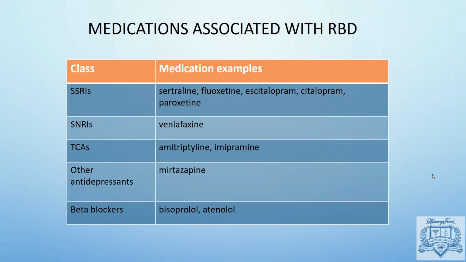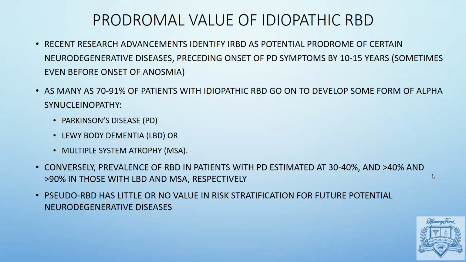Medications associated with REM behavioral disorder include SSRIs and SNRIs, which can contribute to REM suppression as well as REM behavioral disorder, TCAs as well, and to some extent beta blockers, mainly atenolol, and also mirtazapine. There's a lot of evidence that patients with idiopathic REM behavioral disorder tend to develop neurodegenerative diseases such as Parkinson's, Lewy body, and multiple system atrophy. A lot of times it's a precursor and can occur as early as 10 years in advance.